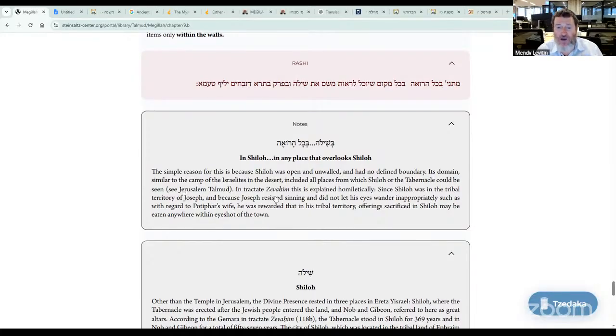In the tractate Zvachim, this is explained in another way. Since Shiloh was in the tribal territory of Joseph, meaning Joseph's descendants, and because Joseph resisted sinning and did not let his eyes wander inappropriately, such as with regard to Potiphar's wife, he was rewarded that in his tribal territory offering sacrifice in Shiloh may be eaten anywhere within the eyeshot of the town of Shiloh, or the tabernacle. So therefore that's the one difference.